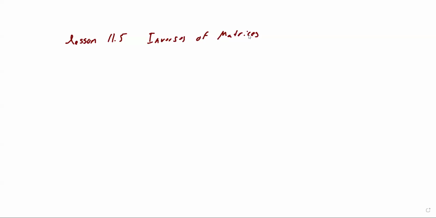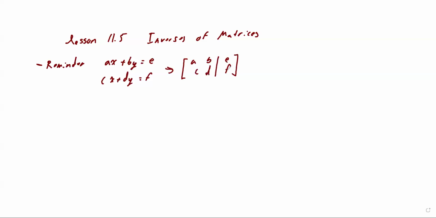Alrighty. So some of the facts that come out of the lesson, a reminder here from previous lessons. If I have a two variable equation in the form of ax plus by equals e, and I have cx plus dy equals f, I can convert that into an augmented matrix, which looks like this: a, b, c, d, e, f. All right, so this is what we have learned. And in this lesson, we can go a different direction with this.